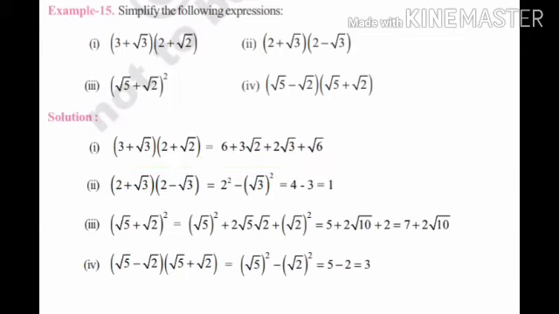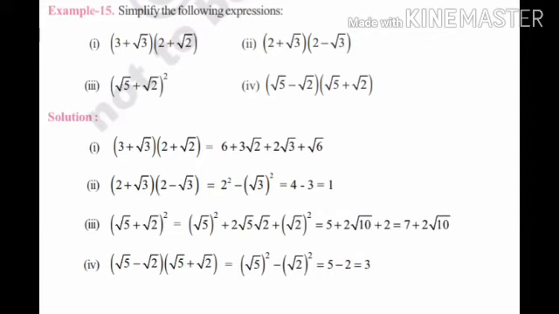Solution for second question. 2 plus root 3 into 2 minus root 3, that is equal to 2 square minus root 3 whole square. Here we can apply the algebraic identity of a plus b into a minus b, that is a square minus b square. 2 square means 4, root 3 whole square means 3, that is equal to 1.